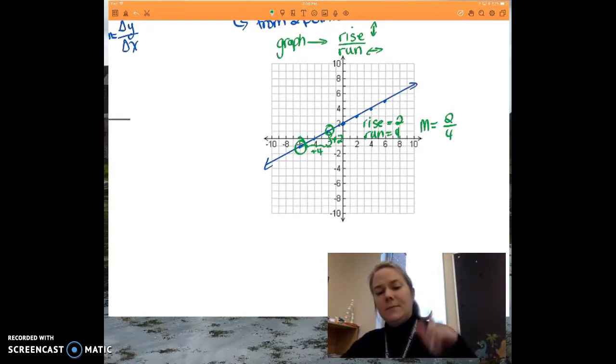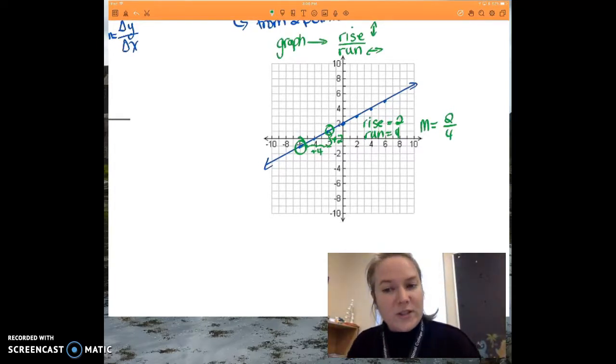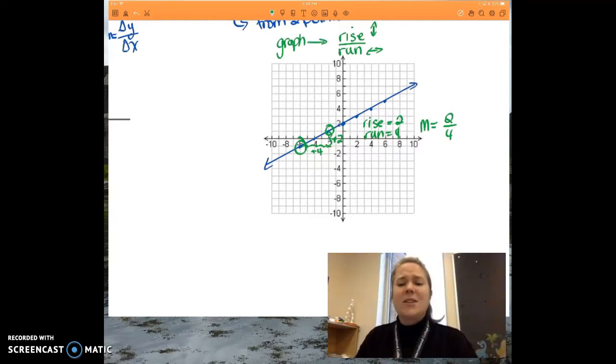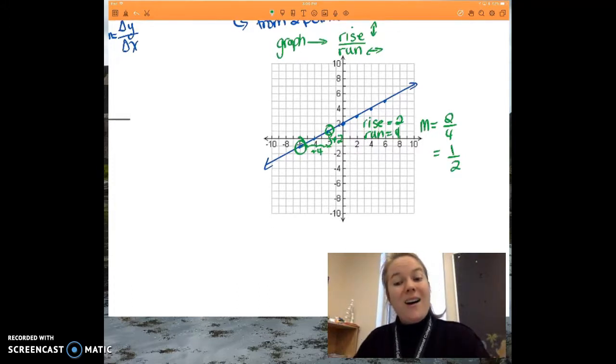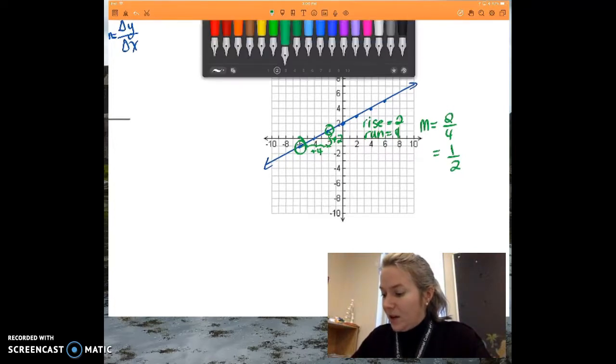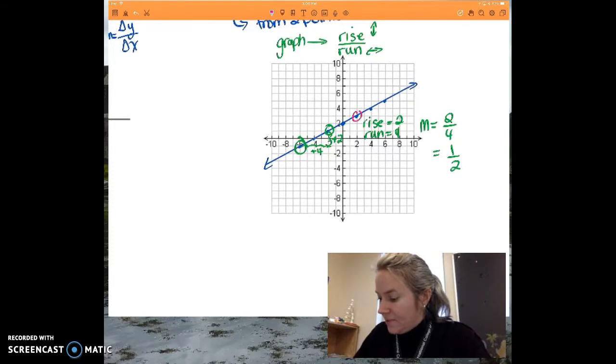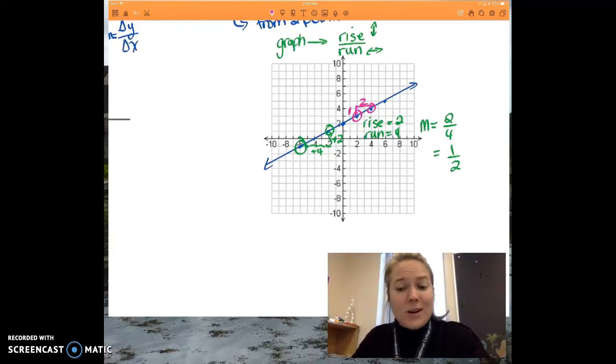Am I done? No. It's not in lowest form. Remember, all fractions must be in lowest form. It doesn't matter if we're in 1, 2, 3, 4, 5, whatever. Fractions have to be in lowest form. So that actually equals 1 over 2. Do you think it matters which 2 points I choose? It doesn't. If I'd chosen this point and looked at the change here, I'd have 1 and 2, and I'd get 1 over 2 right away. So you don't have to stress when you're looking at the lines.